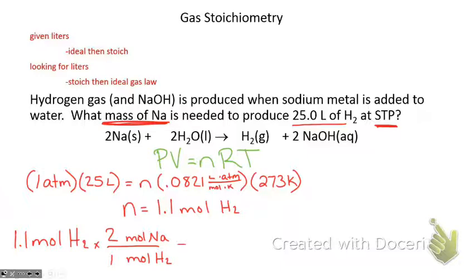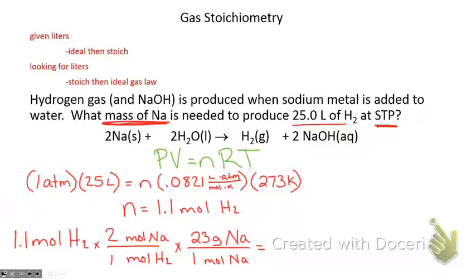If I were to stop here and solve my equation, I would end up with moles of sodium. Is that what the problem asked me to find? Well, no. It wants the mass of sodium. So I'm going to tack on one more conversion here and simply convert from moles to grams. So 1 mole of sodium has how many grams? Well, I have to check my periodic table. It should be 23 grams of sodium.